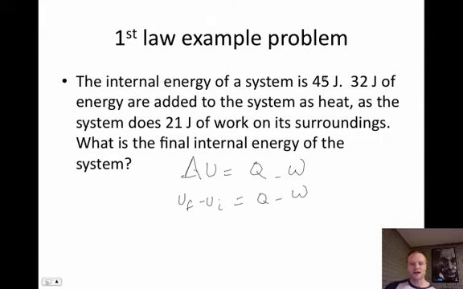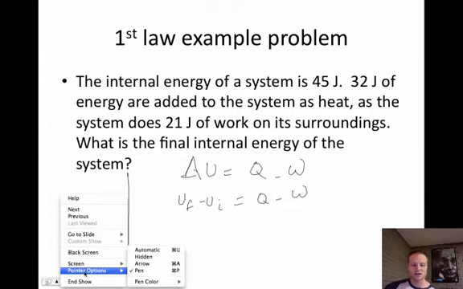32 joules of energy are added to the system as heat, as the system does 21 joules of work on its surroundings. What is the final internal energy of the system? And so as always, I recommend writing your knowns and your unknowns.